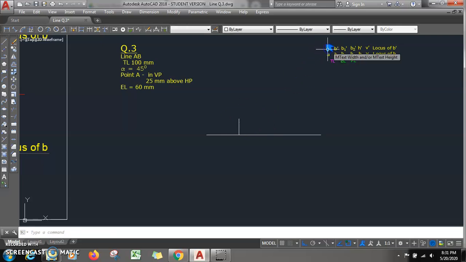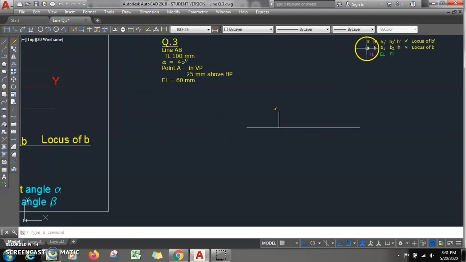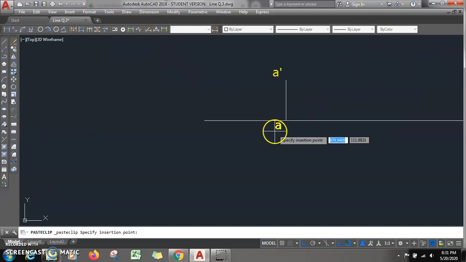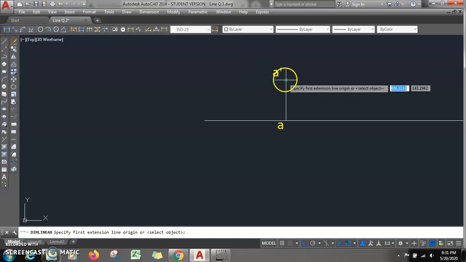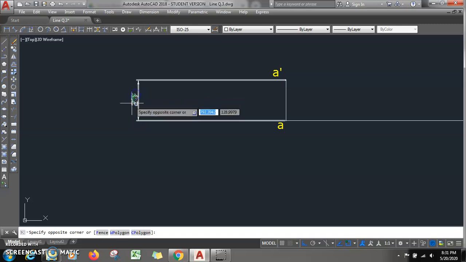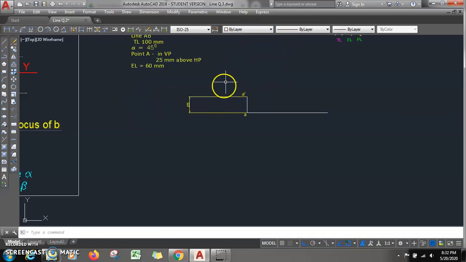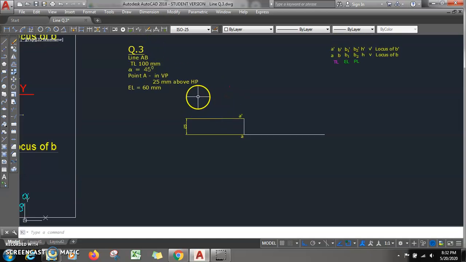So you see this point becomes point a dash, and this is location of small a, and this is my XY line. And you see this distance is found to be how much? It is 25 mm. Okay, so once we have a dash and a, what next? A dash and a we have already utilized.